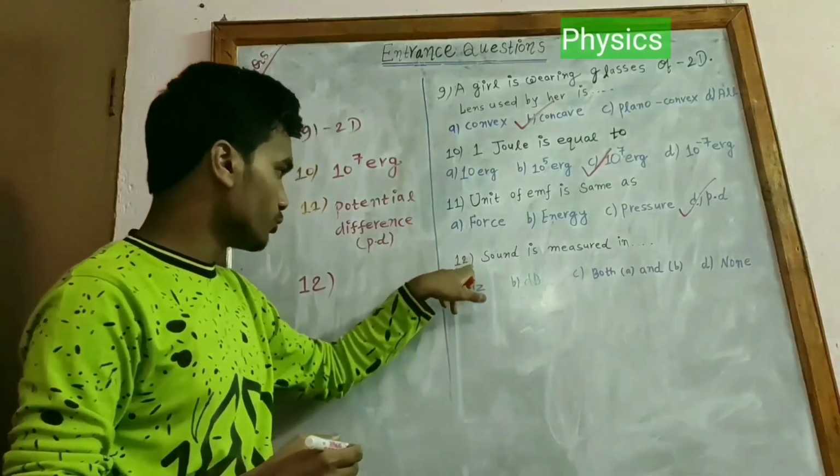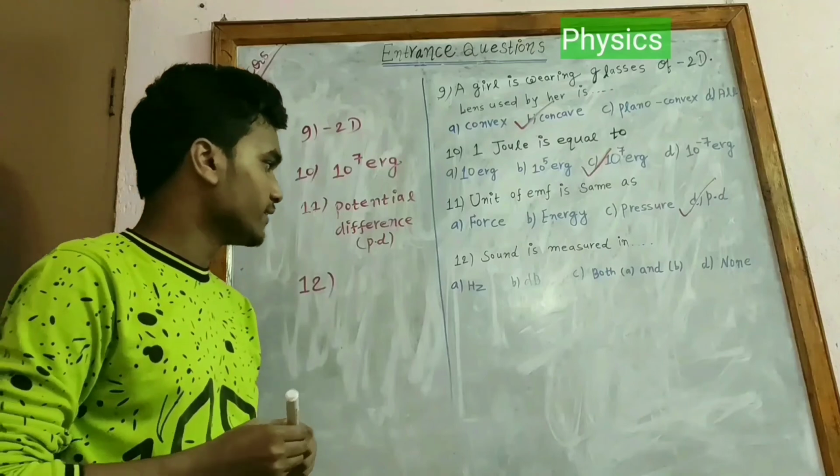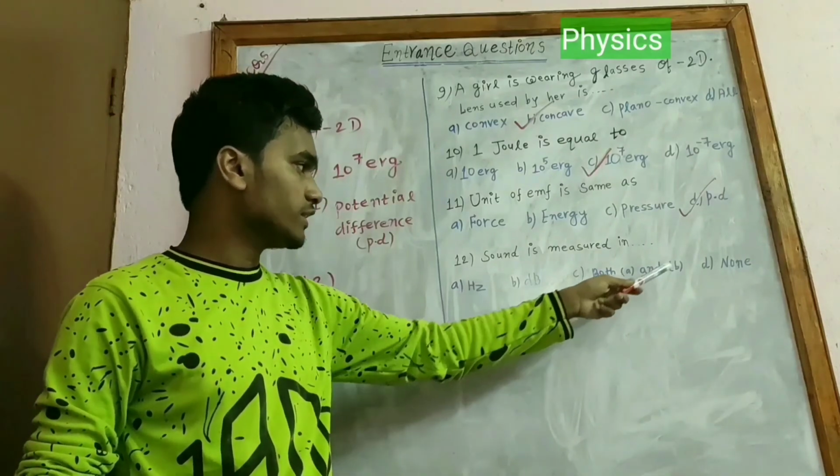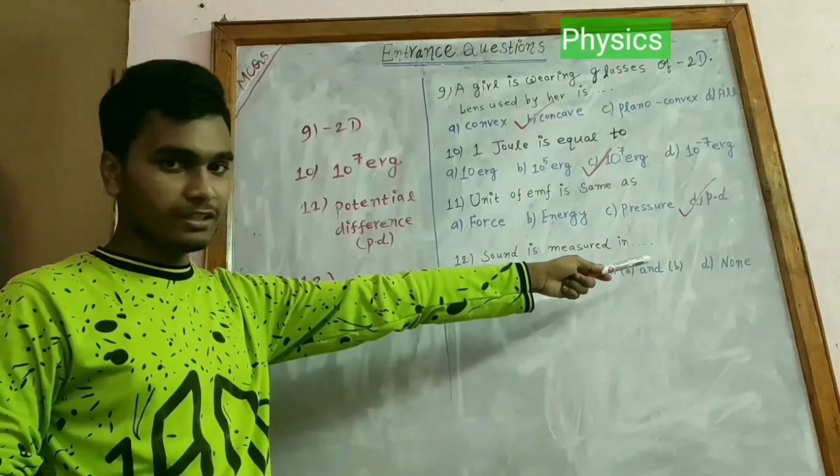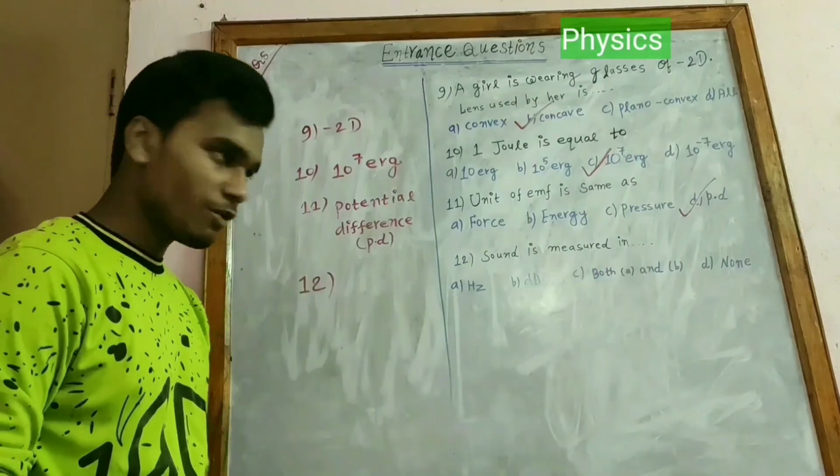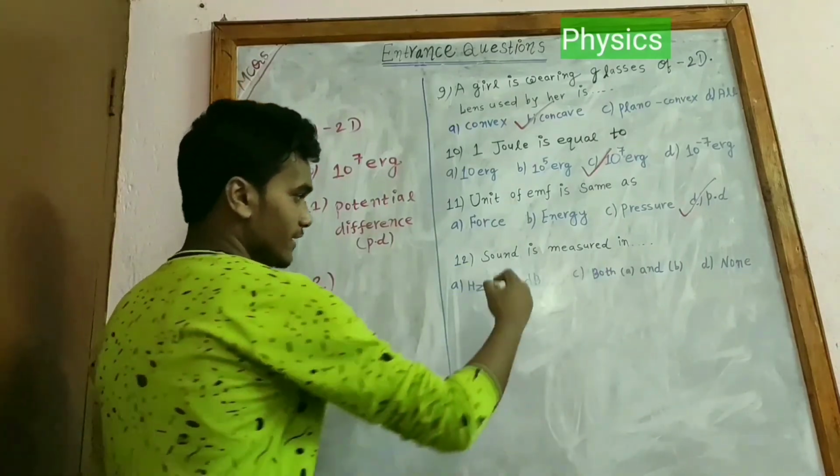Sound is question number 12. We have sound is measured in hertz, decibel, both A and B and D none. Since sound is always measured in decibel.